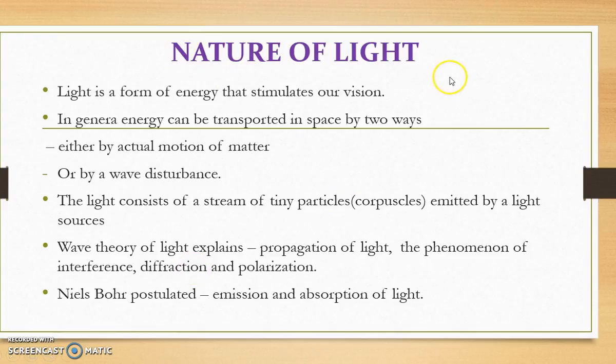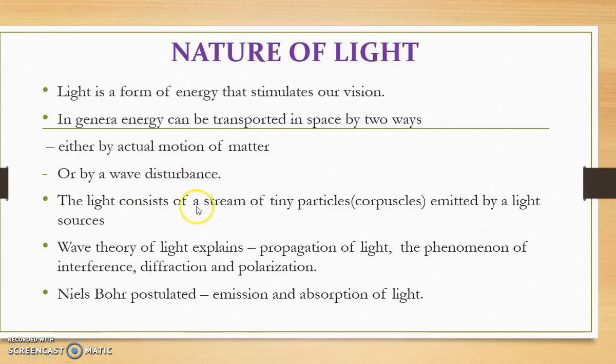Next, the nature of light. Light is a form of energy that stimulates our vision. That's why we are seeing things. In general, energy can be transported in space in two ways. Either by actual motion of matter, for example, if you are dragging a bench over the floor, energy is transferred from one medium to another medium. Another is by a wave disturbance.